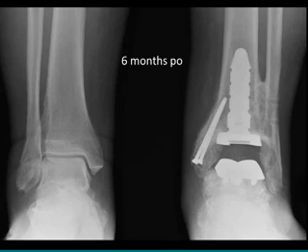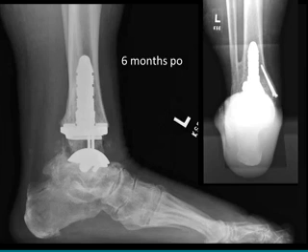Here's the patient 6 months out. You can see that the allograft has nicely incorporated into the large cystic area along the medial malleolus, and the screws have added support for that, and the patient has been doing reasonably well. And you can see the calcaneal view and the lateral view, which look like this prosthesis may make it for the rest of this gentleman's life.